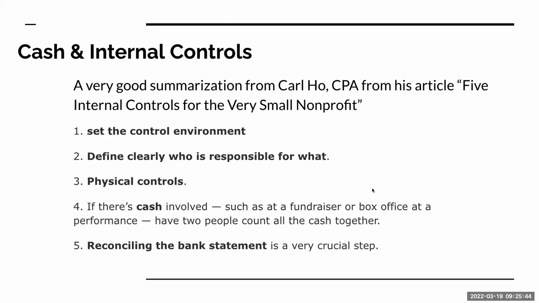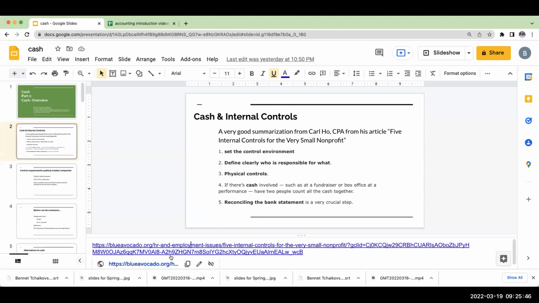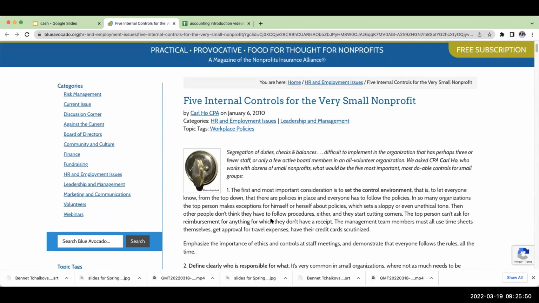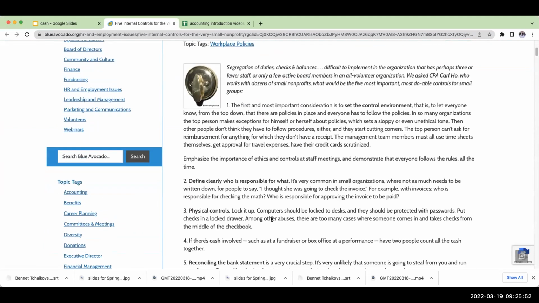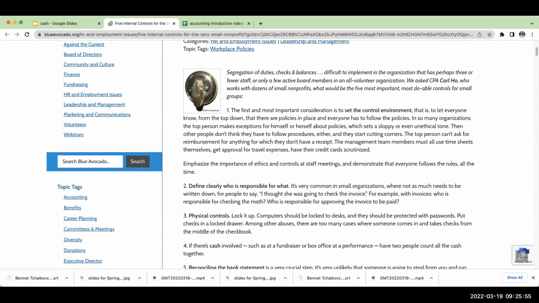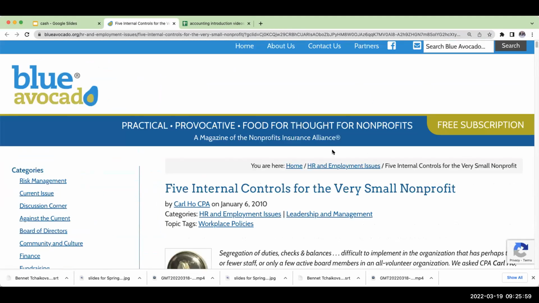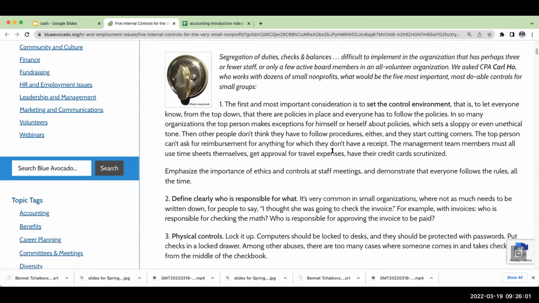Now, one of the things I've done is I went out and looked at the internet and found some articles. I'm going to show the links to all these at the very bottom. This is a great article about a very basic five internal controls, if you're a not-for-profit.